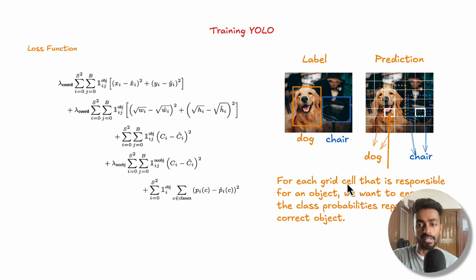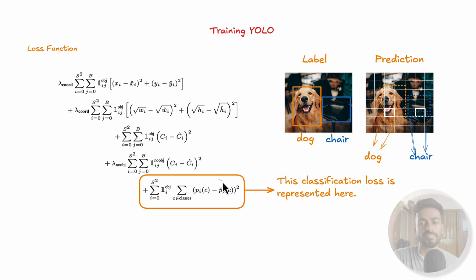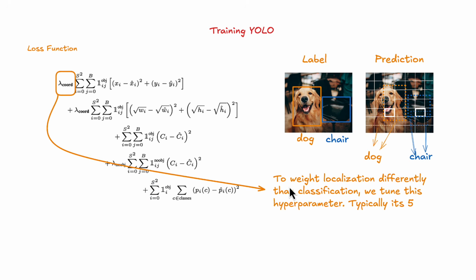Next, for each grid cell that is responsible for an object, we want to ensure the class probabilities represent the correct object of interest, right? And in order to do that, we have this over here. This classification loss is represented over here. Now, this is for the localization part of the loss, and this is for the classification part of the loss. We want to make sure that localization and classification can be weighted appropriately.